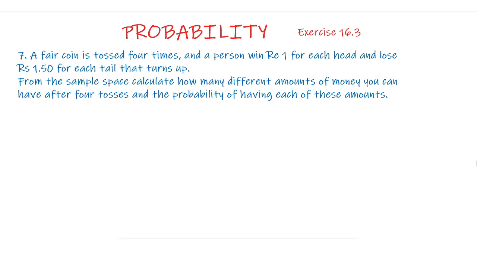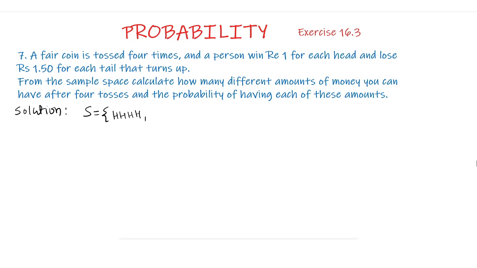When a coin is tossed 4 times, our sample space will be, as there are 2 outcomes for each toss and you are going to toss 4 times, 2 to the power 4, which is equal to 16. So we'll be having 16 elements in the sample space, which are head, head, head, head for 4 times. H is denoted for head and T is denoted for tail.